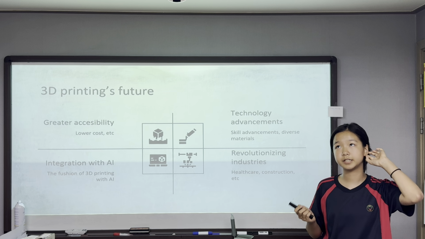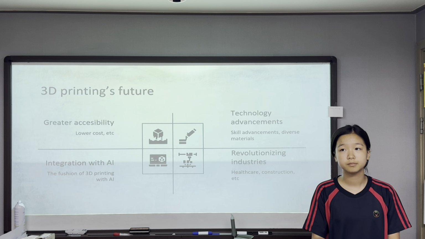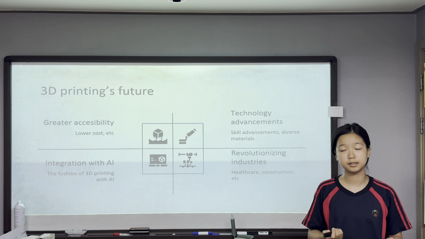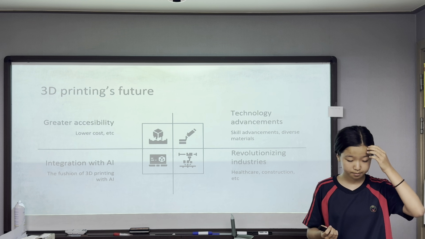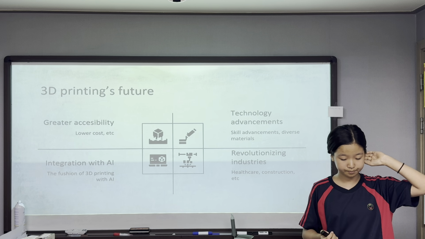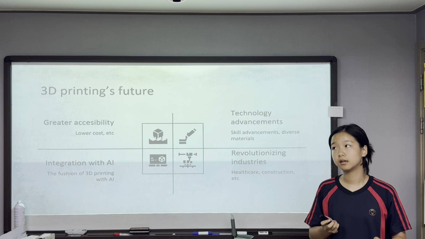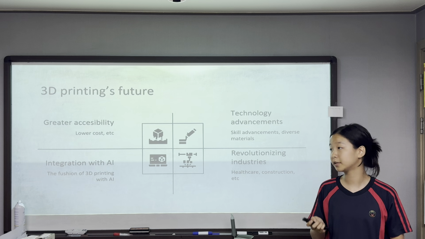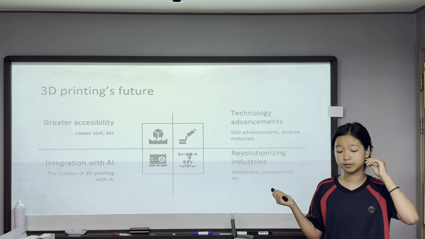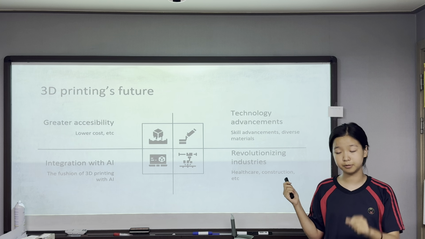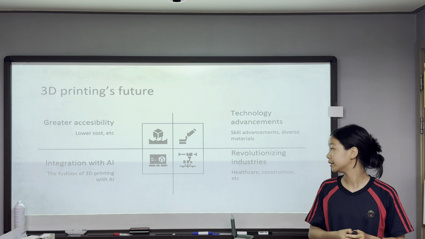Also, we can have material advancements. Right now we can only make 3D printing models with metal, resin, or plastic. But later on we can make them with ceramics or even biocompatible materials and make drugs out of it. And also, we can have 3D printing integration with AI, and there will be the fusion of 3D printing.